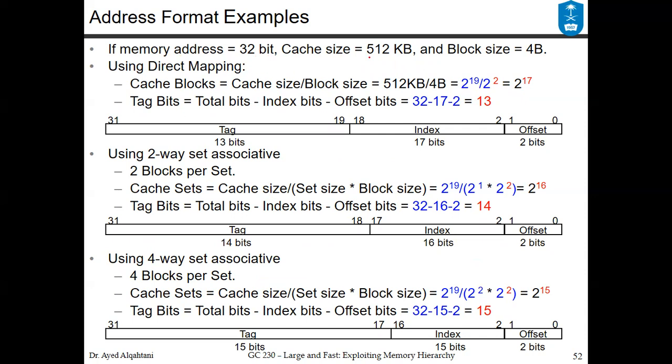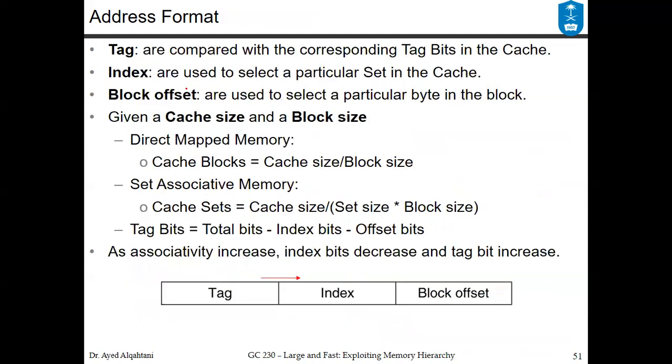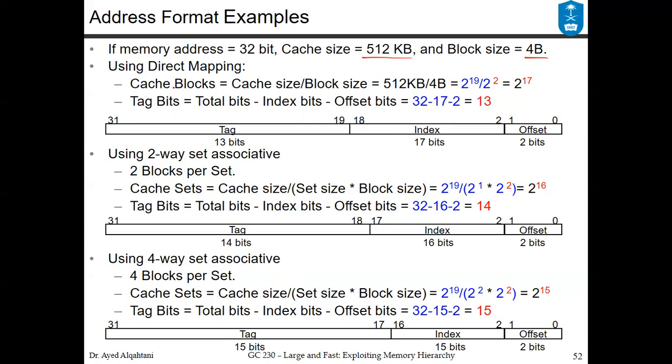And the cache size is 512 kilobytes, and the block size is 4 bytes. Sometimes we say 1 word. When we say 1 word, it's the same as 4 bytes. So using a direct mapped cache, you look for the cache blocks from this formula that we said: the cache blocks equal the cache size divided by the block size.